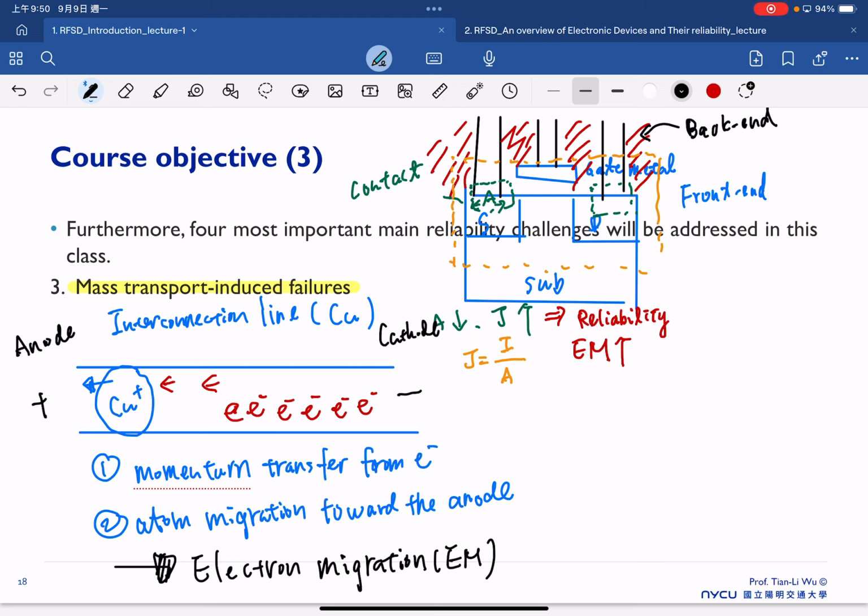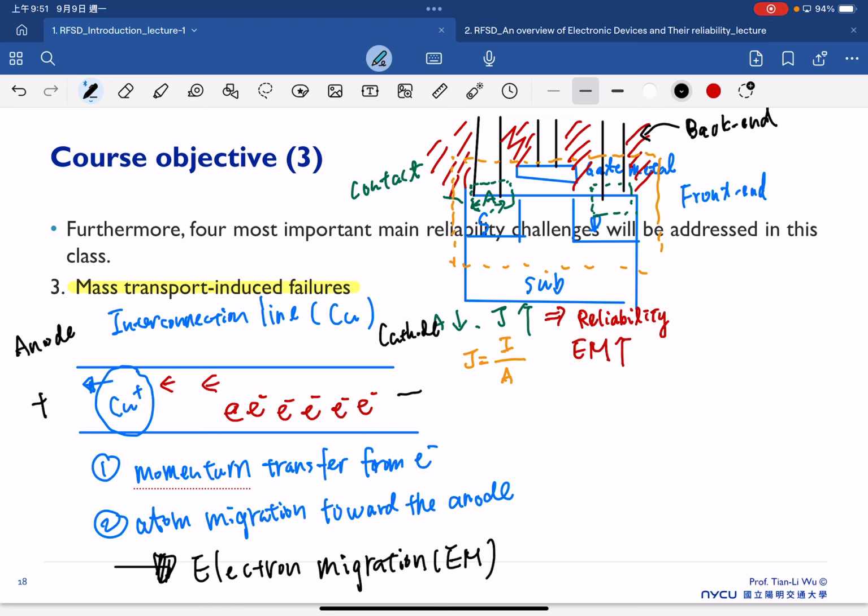So you can imagine that one of the key reasons is that electron movement creates a lot of momentum transfer, and as we reduce the contact region and the width of our interconnection line, our current density gets higher. And once the current density gets higher, you can expect the momentum to be higher as well. So the momentum is higher, and that means this phenomenon will become more and more pronounced.